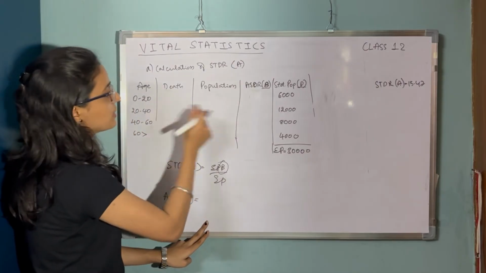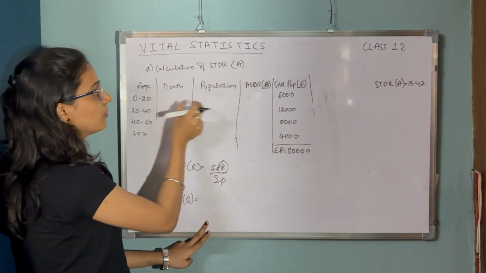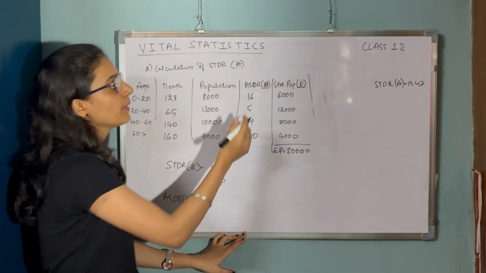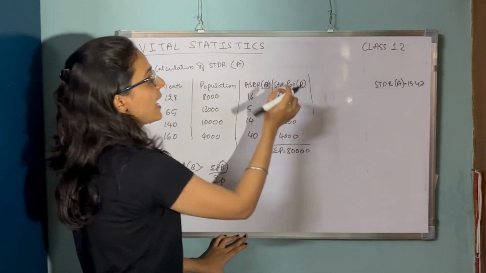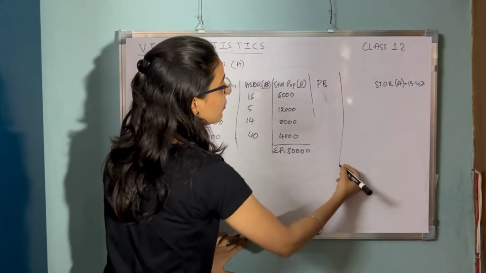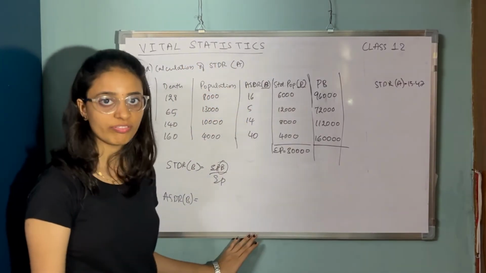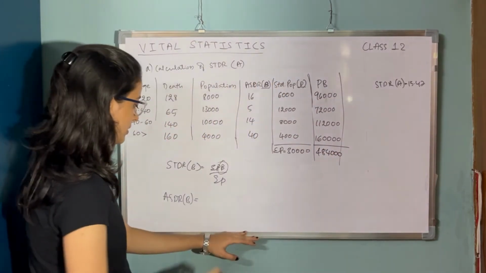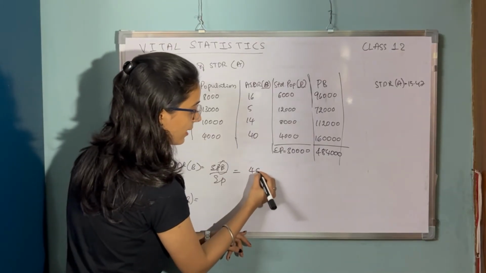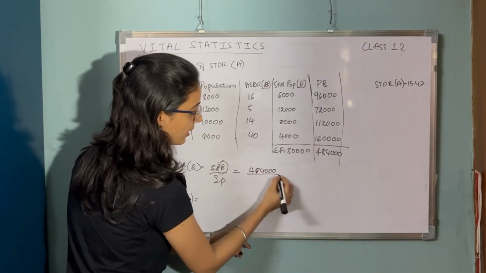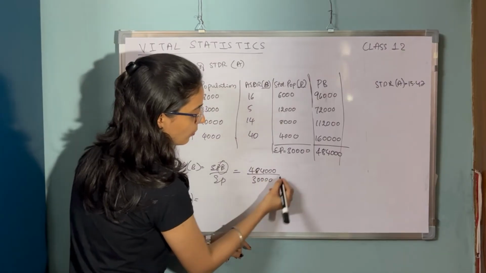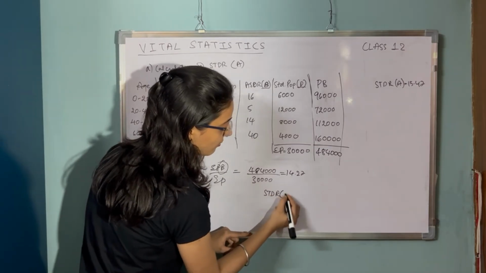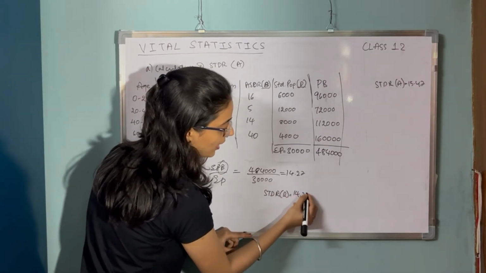Let me fill up the information: age, death, population and ASDR. So now that we have calculated ASDR for particular age groups, we have ASDR of B and standard population. Now we will calculate PB. So the total of PB will be 4,84,000. Substitute the same again, 4,84,000 divided by 30,000, which comes to 14.27. So STDR of town B is 14.27.